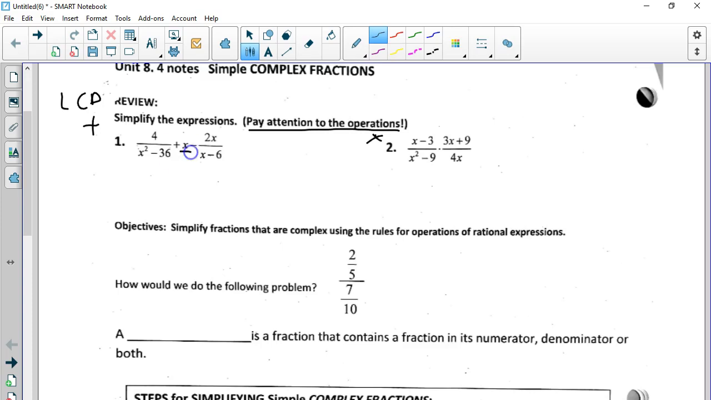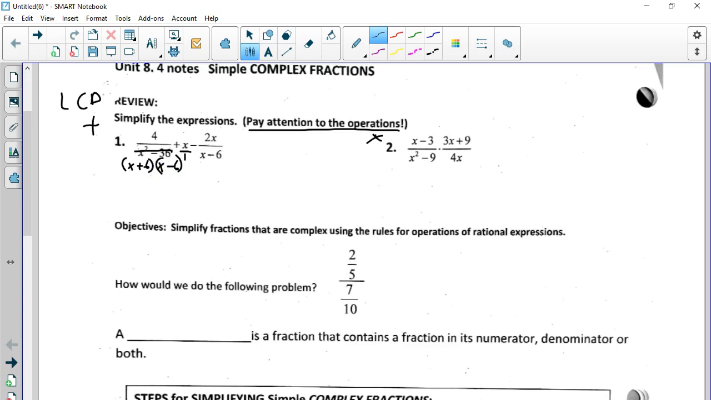So first off, this is x over 1. So at the beginning, we need to factor this perfect square, difference of two squares: x plus 6 and x minus 6.